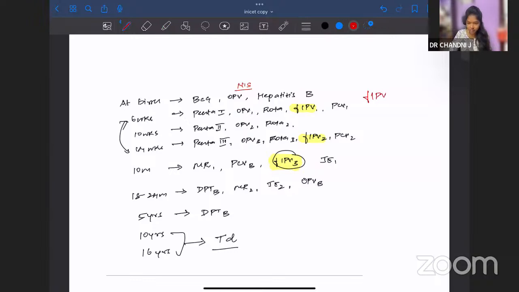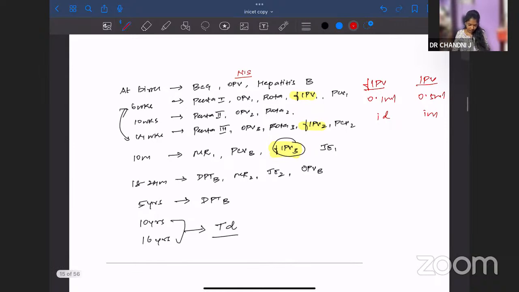Fractionated IPV is FIPV. What is the difference between IPV and FIPV? For IPV, the dose is 0.5 ml. In F, it means only a fraction we are taking. So, it is 0.1 ml. IPV, you give it intramuscular. FIPV, you give it intradermal. Okay. This is the difference. FIPV, an extra dose we are giving at 10 months since this year.